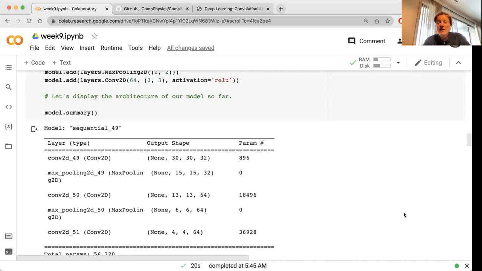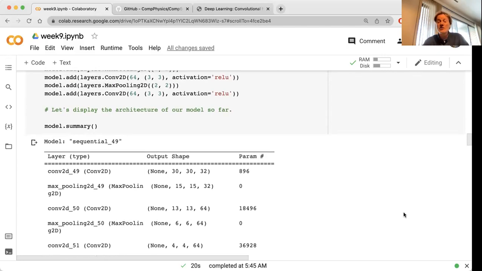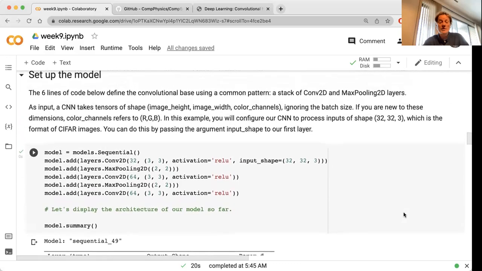I invite you to take a look at the textbook of Goodfellow et al. That has many more discussions than those which I presented to you here. So my hope is that this gives you the overarching idea and the overarching understanding of a convolutional neural network and how you can set it up using, for instance, TensorFlow combined with the API Keras.